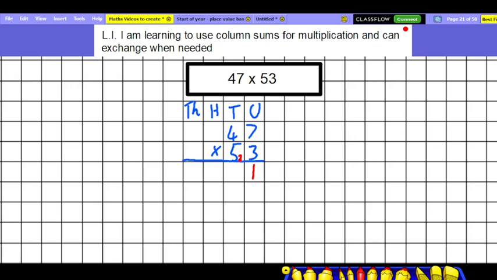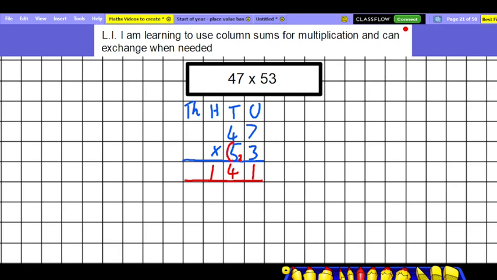There's our 21. Next, we do 3 times 4. 3 times 4 is 12, but we add on the 2. 12 plus 2 is 14. There's our 14. Next line of working.